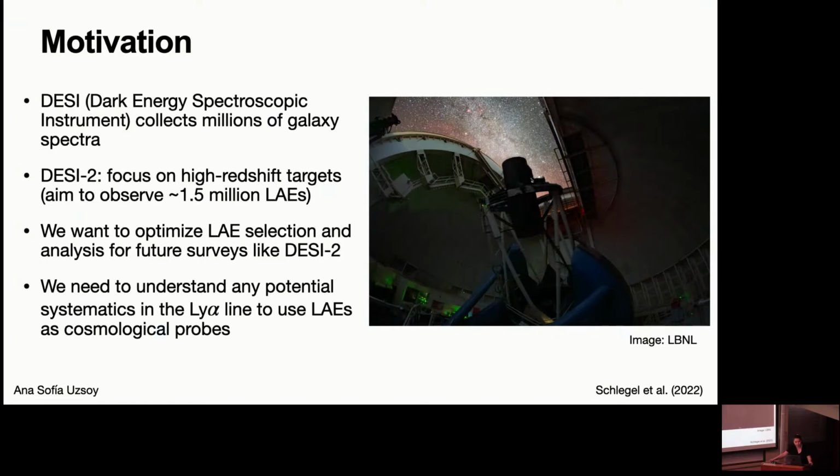DESI-II is the next iteration of DESI that's planned, I believe, to start in 2027, so next year. It aims to focus specifically on higher redshift targets, and to observe around 1.5 million Lyman alpha emitters. So we want to optimize LAE selection and analysis for future surveys like DESI-II, but we need to understand any potential systematics in the Lyman alpha line in order to properly use LAEs as cosmological probes.